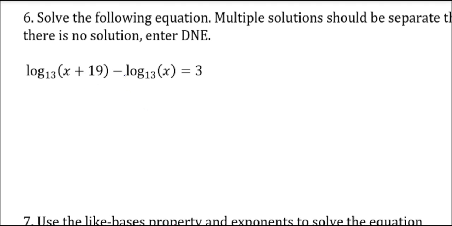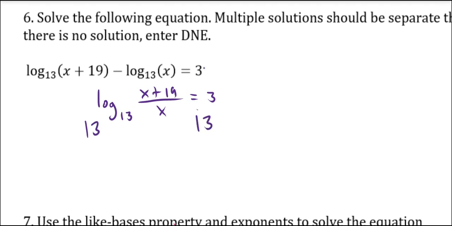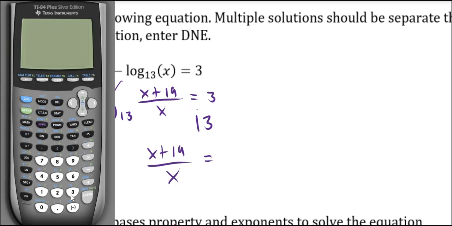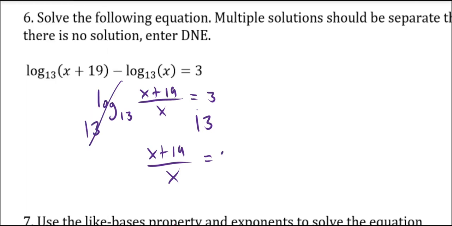Here again, we're going to want to start by combining these using our difference property of logarithms. This gives me log base 13 of x plus 19 over x is equal to 3. Raising both sides into the power of 13, we're going to wind up canceling here and giving me x plus 19 over x is equal to 13 to the 3. 13 to the 3 is 2197, and we can now start to take this apart and solve it.